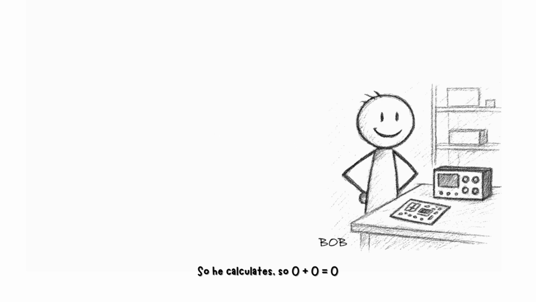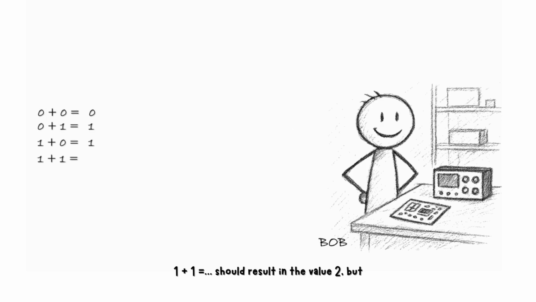So he calculates: 0 plus 0, 0; 0 plus 1, 1; 1 plus 0, 1; 1 plus 1 should result in the value 2, but the value 2 doesn't exist in electrical circuits because, as we've seen, electronic components can only handle two values, 0 and 1. Therefore, to calculate the sum, Bob switches from the decimal number system we're used to the binary system, which is native to computers. 1 plus 1 equals 1 and 0.